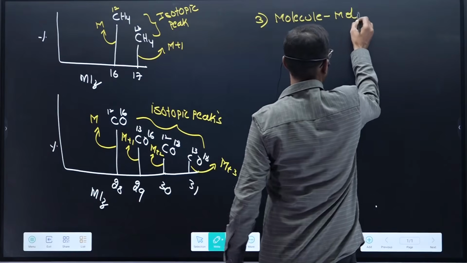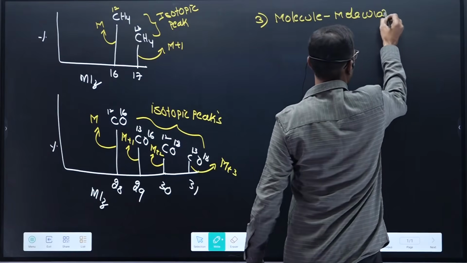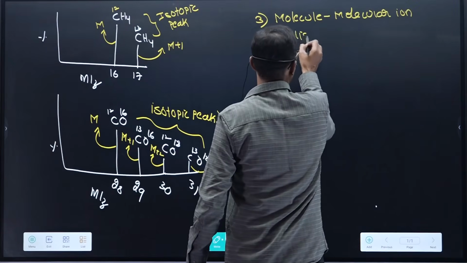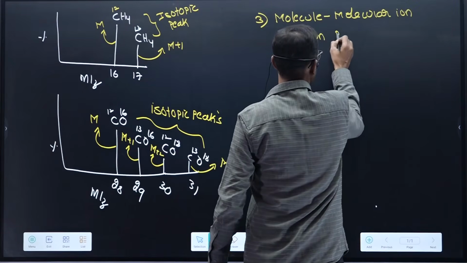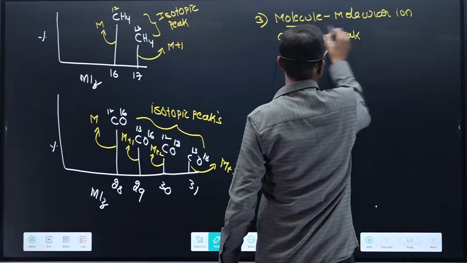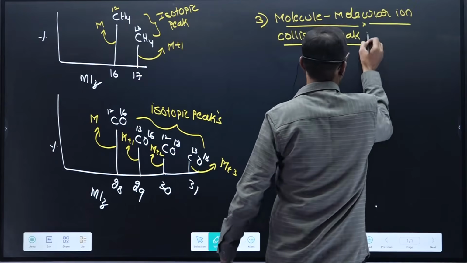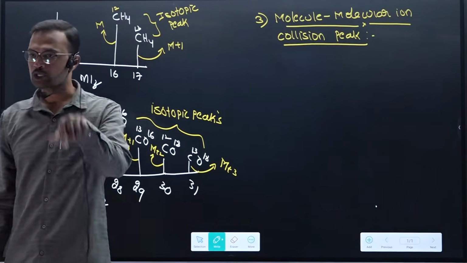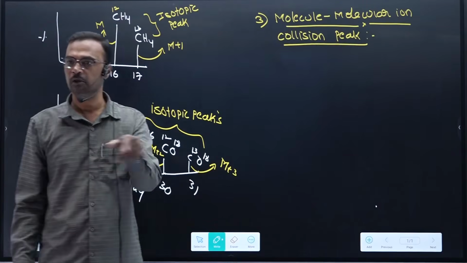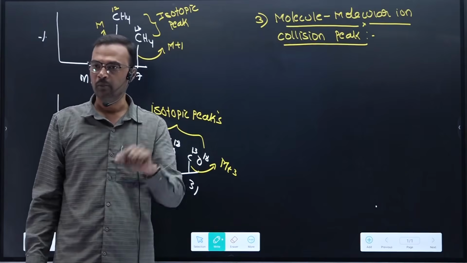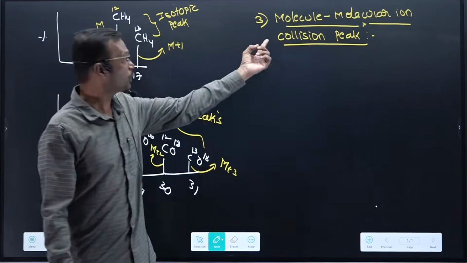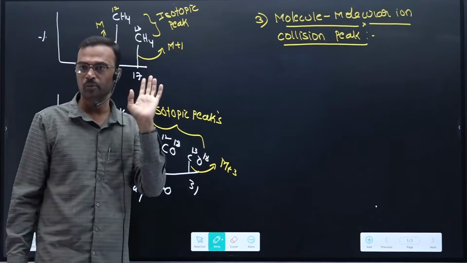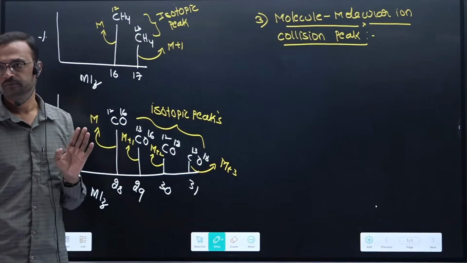molecular ion collision peak. This is also one more misleading. The last peak may be an impurity peak, the last peak may be an isotopic peak, the last peak may be a molecular ion collision peak. Don't think that the last peak is the mass spectrometry molecular ion peak.